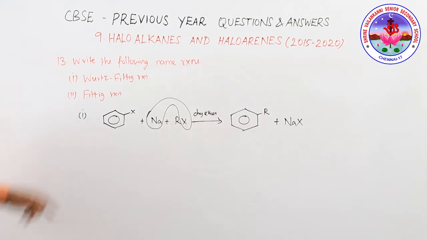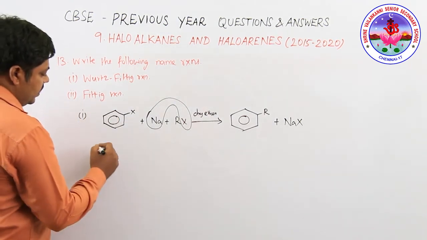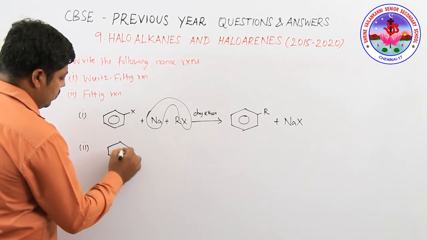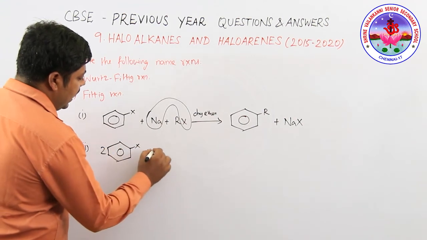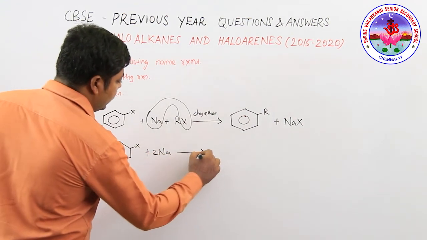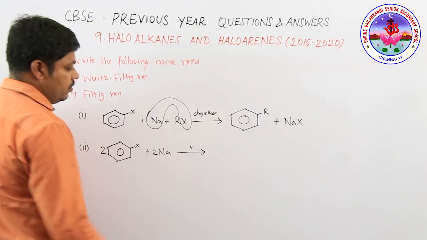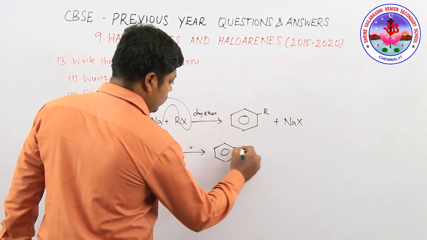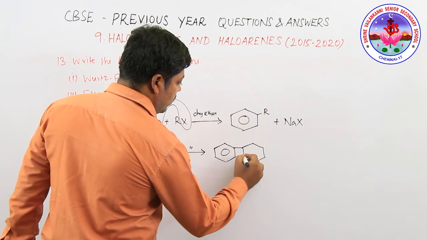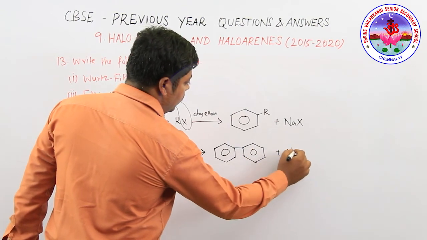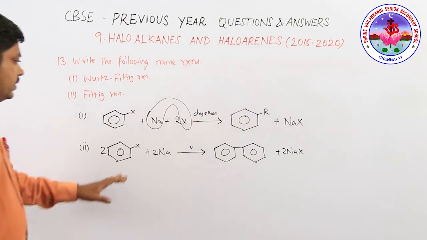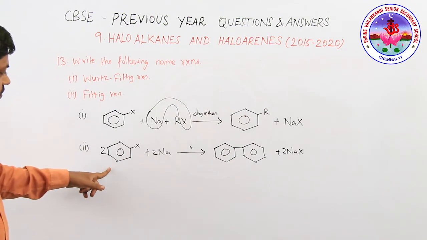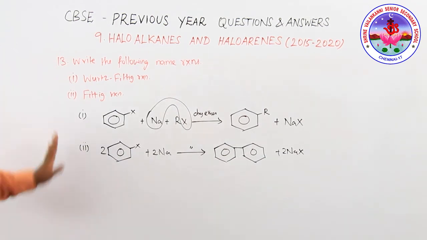And the second is the Fittig reaction. Simply using the same aryl halide. For example, 2 moles of the aryl halide react with sodium in the presence of dry ether, and you will get diphenyl and NaX. So this is the Fittig reaction. The first one is the Wurtz-Fittig reaction. The second one is the Fittig reaction. These are the names of the reactions.